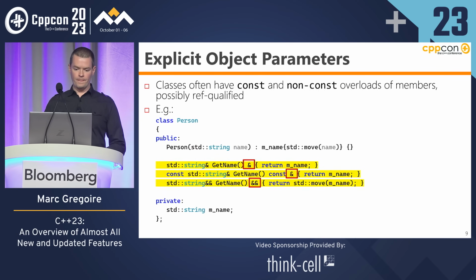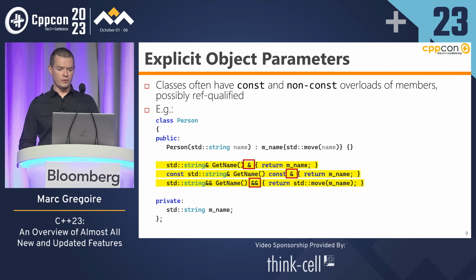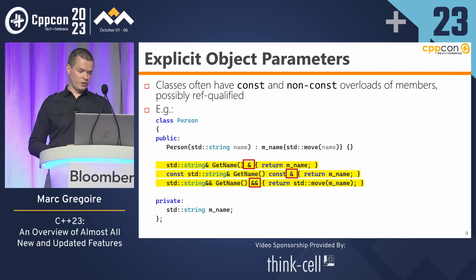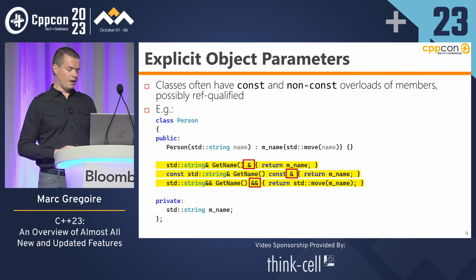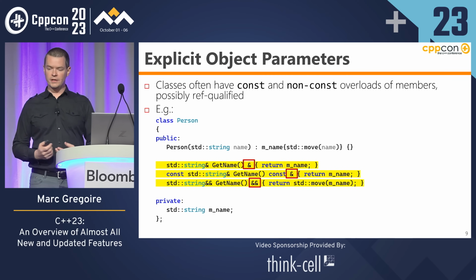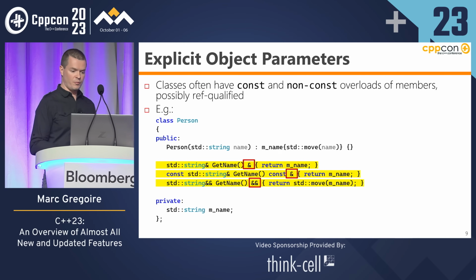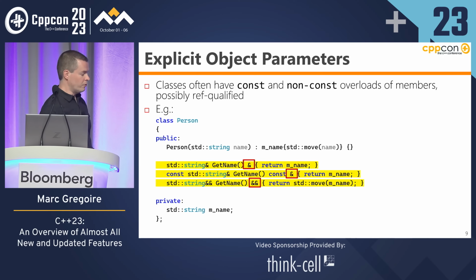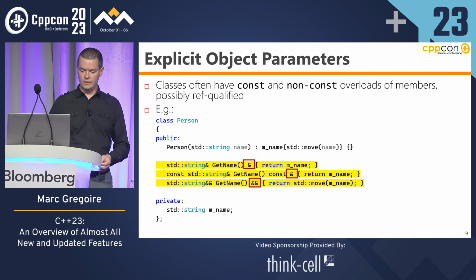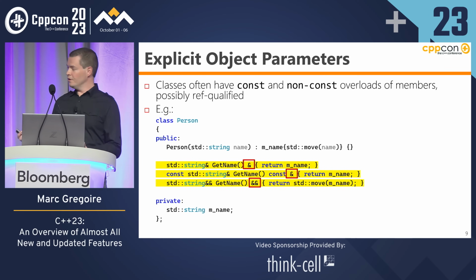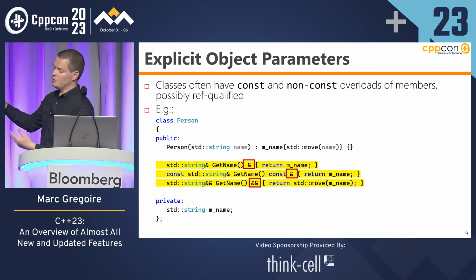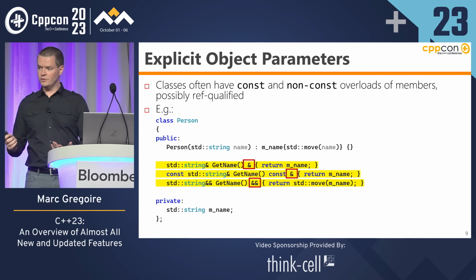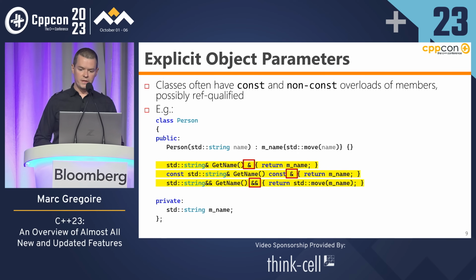Another use is if you have overloaded member functions. Like in this case, I have a person class with one field, and I have a getName member function that is overloaded. I provide 3 overloads: one for non-const lvalues, one for const lvalues, and one for rvalues. So there is a lot of code duplication here. Okay, this one is a very simple example, but imagine that your overloads are much more complicated, so there is a lot of code duplication.